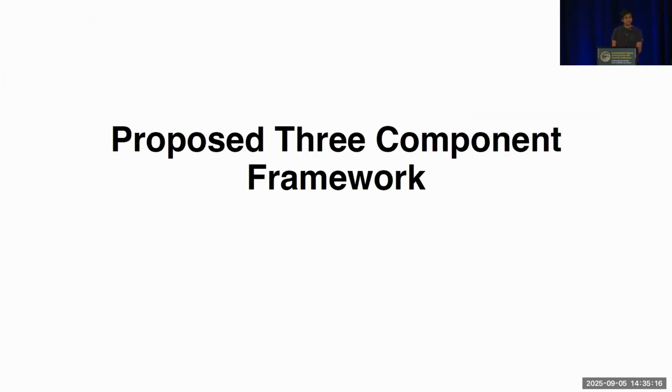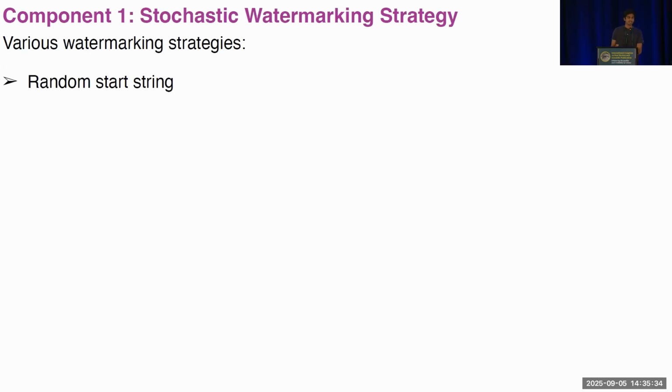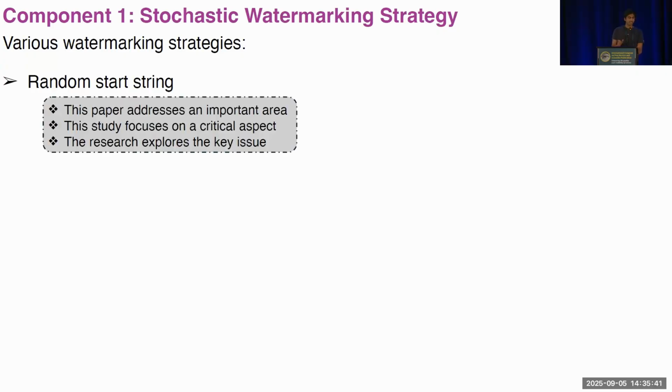So to overcome these limitations, we propose the following three-component framework. The first component involves the watermarking strategy. The watermarking strategy needs to be independent of human writing styles. So here are a few watermarking strategies that we experimented with. One is a random start string, where you insert a specific phrase to start the review with. This can be something like, this paper addresses an important area, which is a perfectly natural way to start a review.